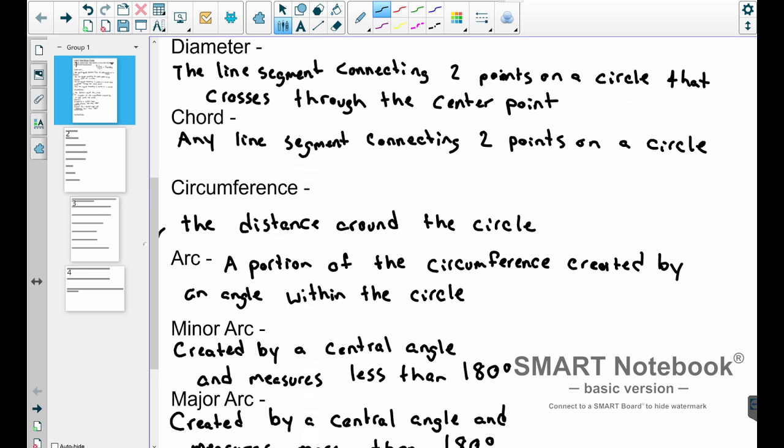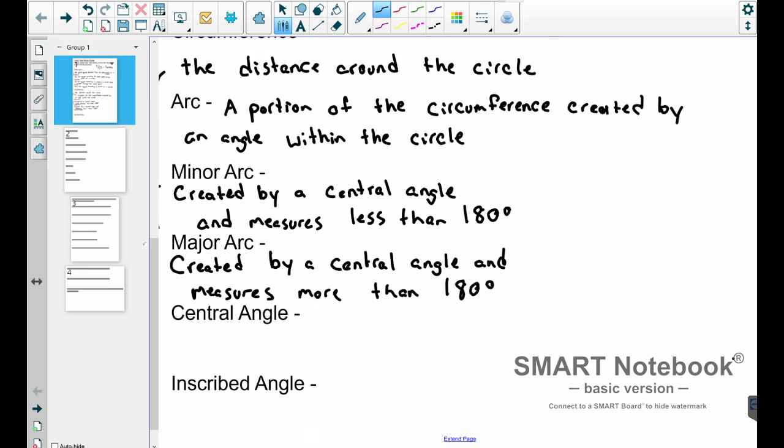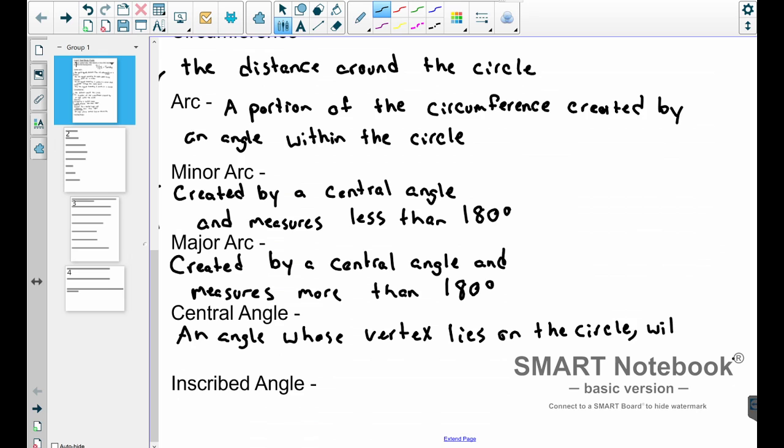Central angle is an angle whose vertex lies on the circle with the other points lying on the circle.